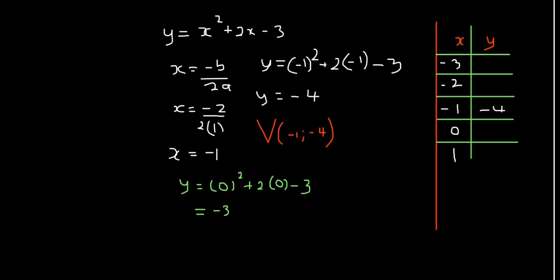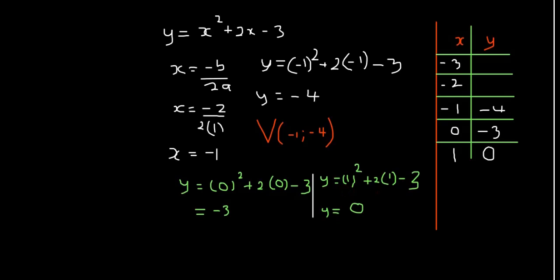Then we go back to the table where there is 0, and we put negative 3. Now we are substituting 1 in the formula. Same formula, y equals 1 squared plus 2 times 1 minus 3. Then 1 squared is 1, 2 times 1 is 2, so we've got 1 plus 2, which is 3, minus 3. y equals 0. So where there is 1, we put 0.